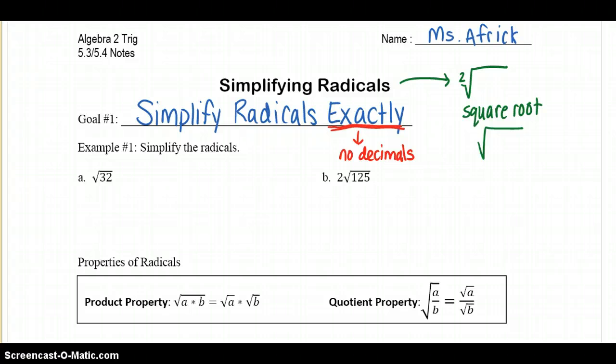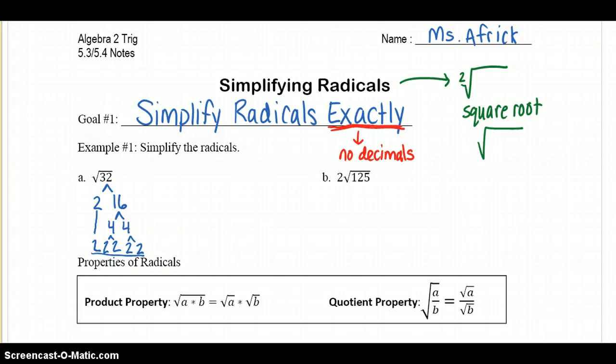Alright, so in example 1, simplify the radicals. The first one we've got is the square root of 32. The way we're going to simplify this is by factoring it completely. We're going to get it down to what's called prime factorization. Okay, so I'm going to factor this. 32 I know factors into 2 and 16. And I know 16 factors into 4 and 4. Okay, and then each 4 factors into a 2 and a 2. Now I'm going to bring this other 2 down because I can't factor that anymore, but it's still part of it. And these 5 2's here are known as the prime factorization of 32.